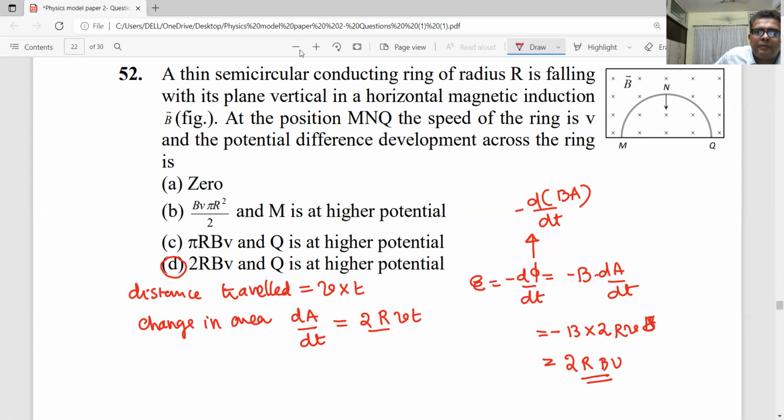Q is at higher potential. Why should Q be at higher potential? You have to use Fleming's right-hand rule. That will tell you why Q should be at higher potential. 2RB is the right answer. With that, you can give the answer there.